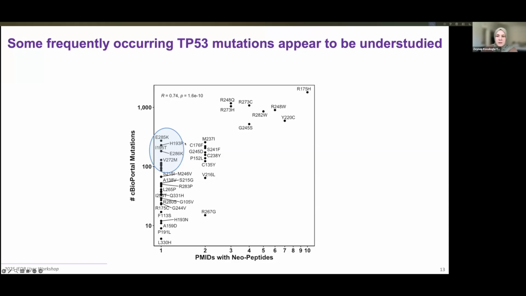However, we have here a group of outliers, perhaps. These are very common in tumors, so they are mutated in over 100 patients, but they have only been studied in one publication. So this points to potential research gaps and an opportunity for other research groups to maybe focus on these mutations, which are recurrent in a lot of patients. What is the actual immune response for those?